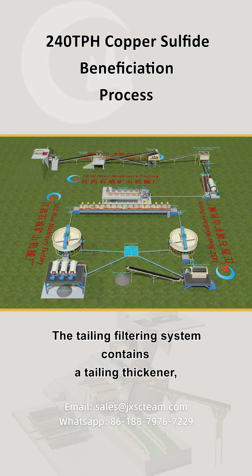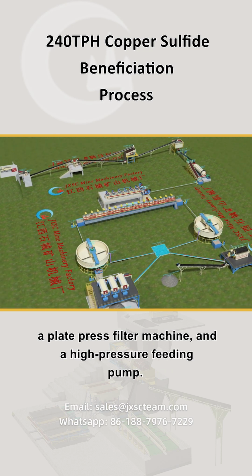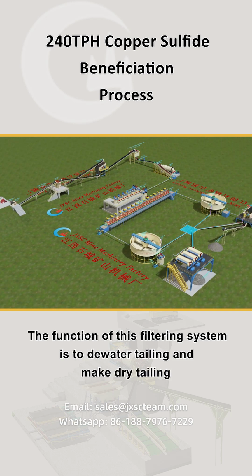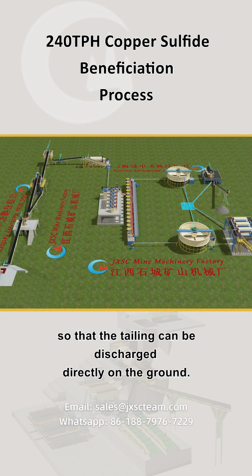5. Tailing filtering and dewatering system. The tailing filtering system contains a tailing thickener, a plate press filter machine, and a high-pressure feeding pump. The function of this filtering system is to dewater tailing and make dry tailing so that the tailing can be discharged directly on the ground.